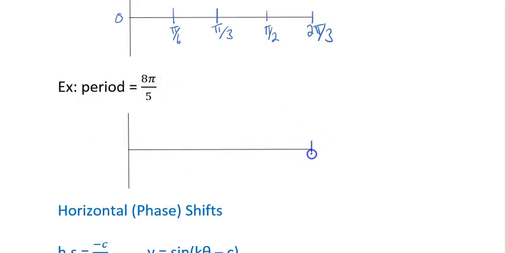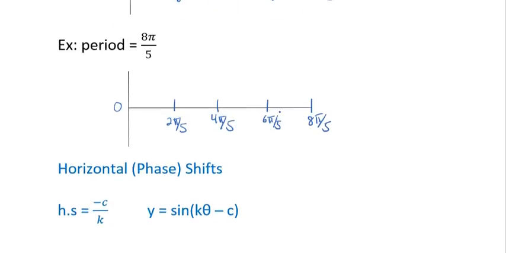So 8 pi over 5, that would be our end. What would be the middle? Well, halfway between 0 and 8 is 4, so this will be 4 pi over 5. And then halfway between 0 and 4 is 2, so this is 2 pi over 5. And you have 2, 4, this one will be 6 pi over 5. So sometimes you just have to work on thinking in fractions.